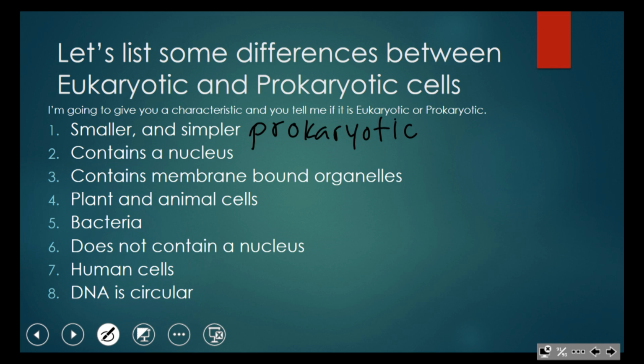Number 2 says it contains a nucleus. Which of these 2 cells contain a nucleus? Well, I hope you remember that one way to remember this is to say pro means no. So prokaryotic cells do not have a nucleus, no nucleus. So which ones contain a nucleus? That's the eukaryotic cells.